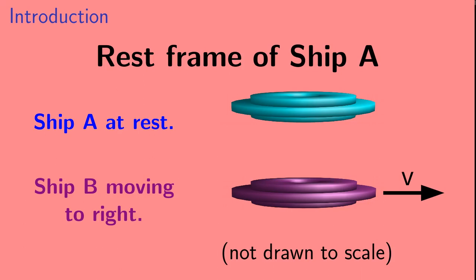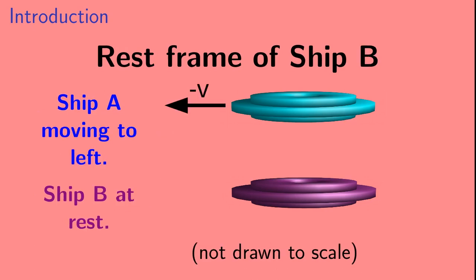We can look at this situation from the inertial frame in which ship A is at rest. This is called the rest frame of ship A. Now let's say in the rest frame of ship A, ship B has a velocity v, which is pointing to the right. Alternatively, we can look at this same situation in the rest frame of ship B. In this frame, ship B at the bottom is at rest, while ship A has a velocity of minus v, which means it's moving to the left.